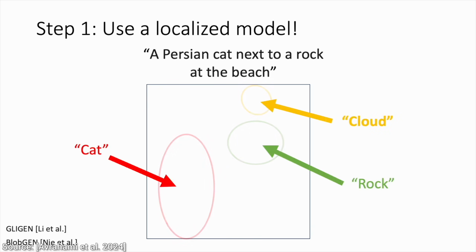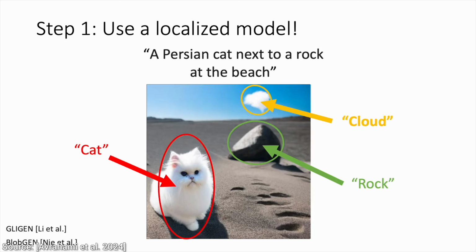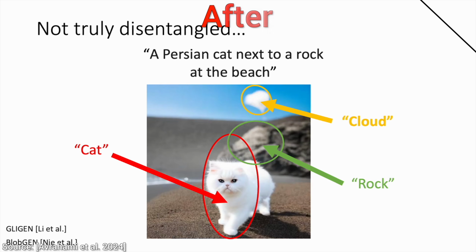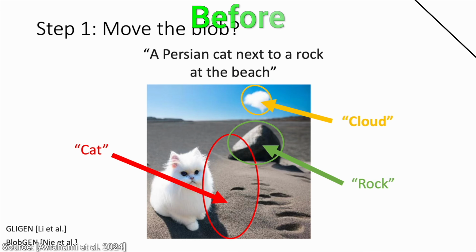We can highlight regions with these blobs and say, I would like to see a cat here, a rock, and a cloud there. Loving it. So, our problem is simple. Just move the blob, right? Well, let's see. Nope, not quite. Fellow scholars, do you see the problem here?